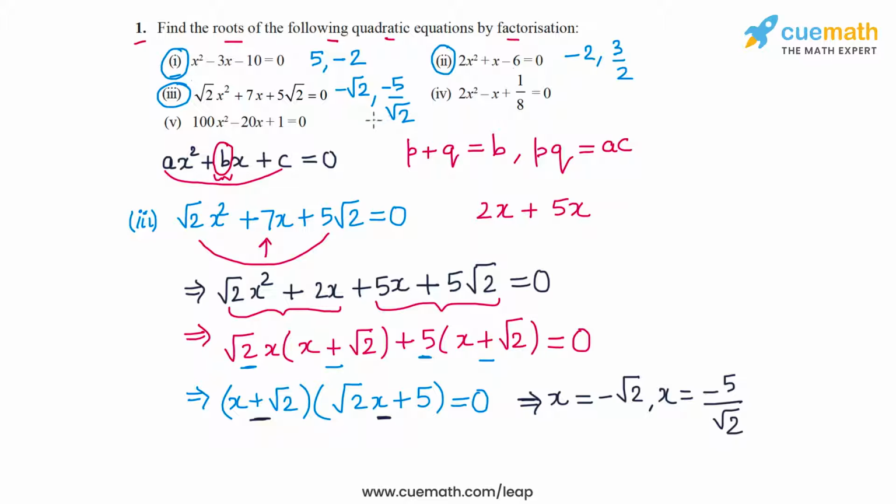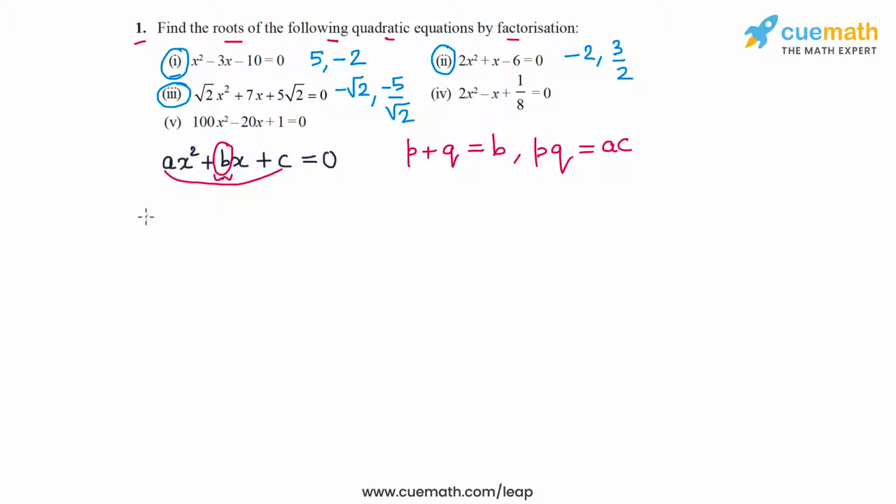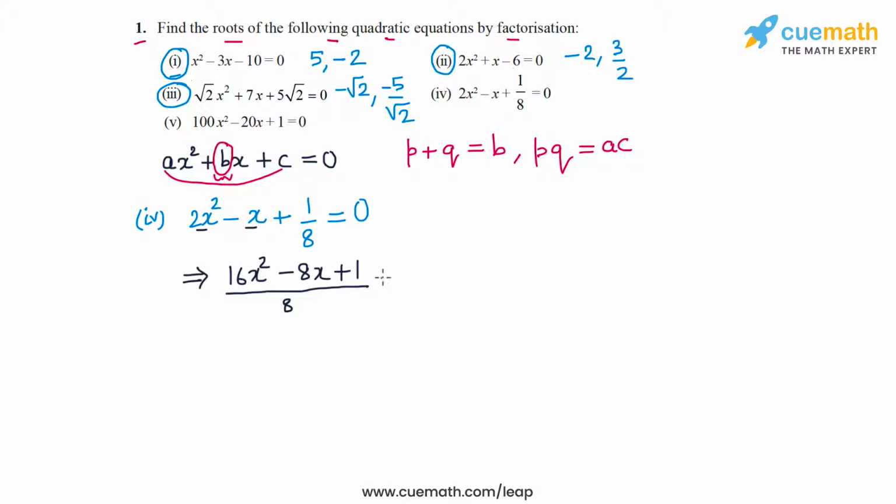Now let's go to part 4. In part 4, the quadratic equation is 2x square minus x plus 1 by 8 equal to 0. So what we can do to simplify this a little bit is we can first take an LCM of 8 across all the terms. So that will give us 16x square, which is 2x square times 8, and then minus x times 8, so that's minus 8x plus 1 divided by 8 is equal to 0.